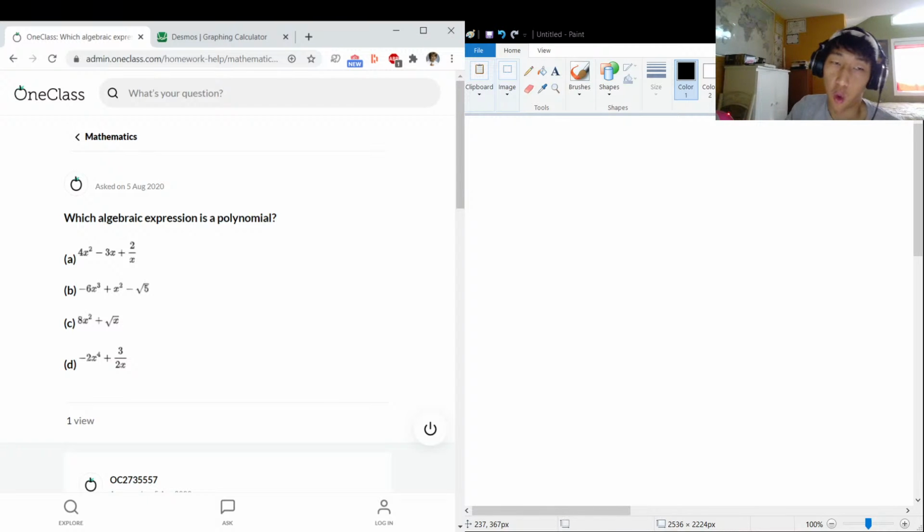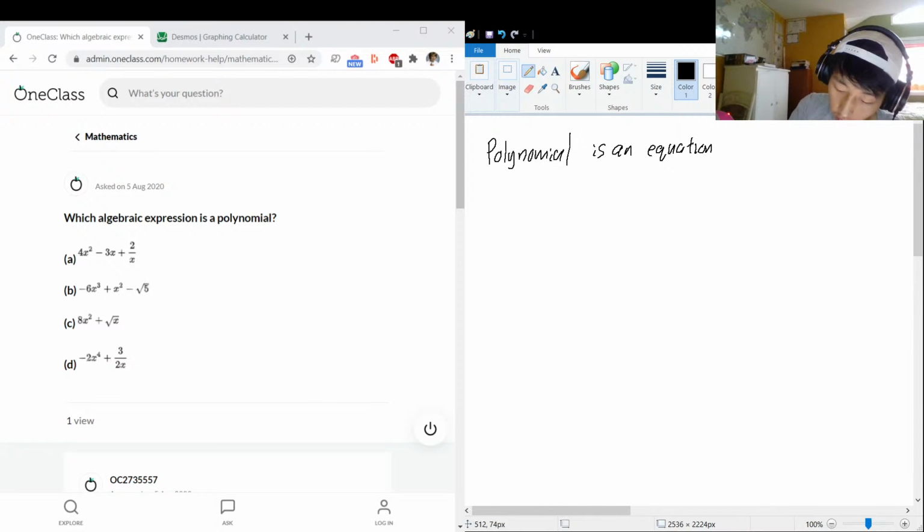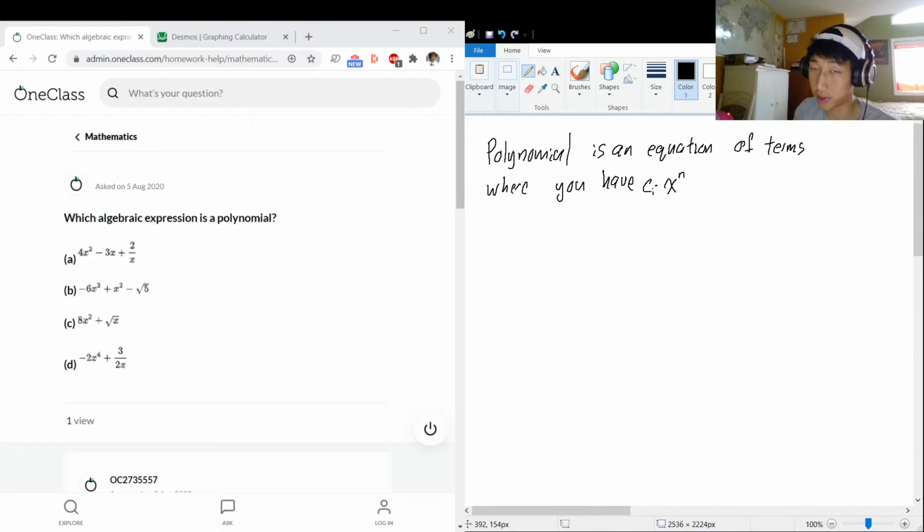Okay, now the question is, which algebraic expression of these 4 is a polynomial? Let's first talk about what even is a polynomial. A polynomial is an equation of terms where you have x to the power of n with some type of coefficient. Let's call that c of i, because you're going to have different coefficients for each one of your terms.